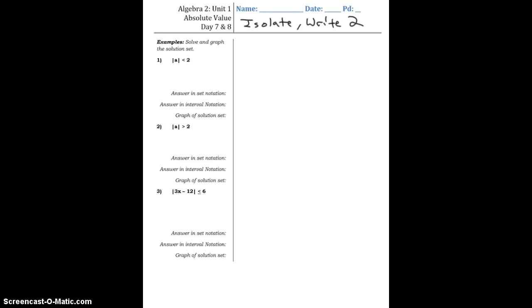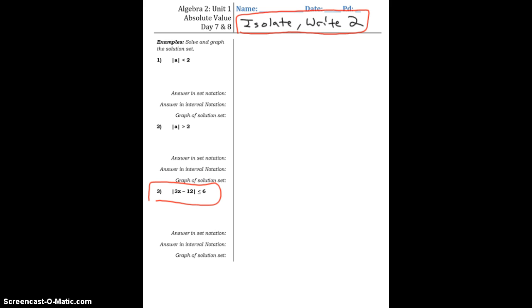All right, this is part 2 of your day 7 and day 8 notes. Now we're moving on from solving absolute value equations to solving absolute value inequalities. They're very similar to absolute value equations. You want to make sure your absolute value sign is isolated, and then you're going to write 2 inequalities. So let's just go over problem number 3 here.